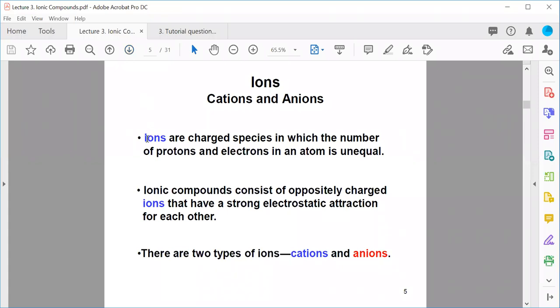All right, so ions are charged atoms or charged species in which the number of protons and electrons in that atom is unequal, or it could be the number of protons and electrons in an entire molecule that's unequal, but we'll worry about that bit later. All right, so let's just illustrate this because this is a really important concept here. And it's sometimes a little bit confusing for students.